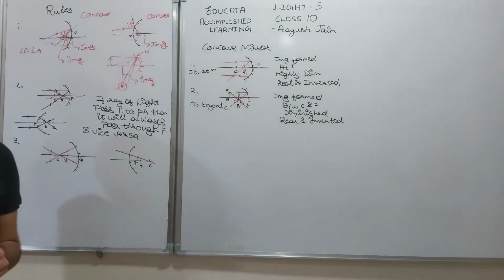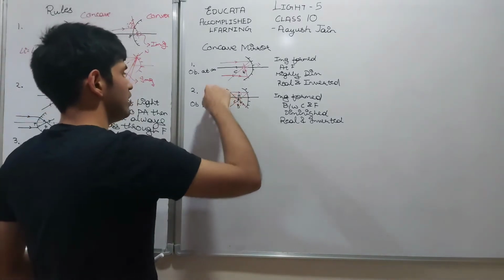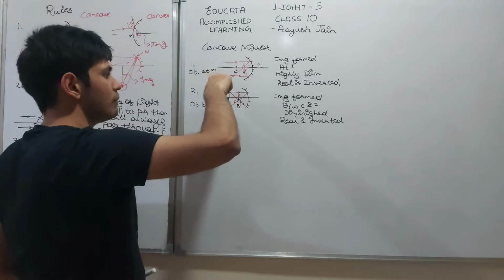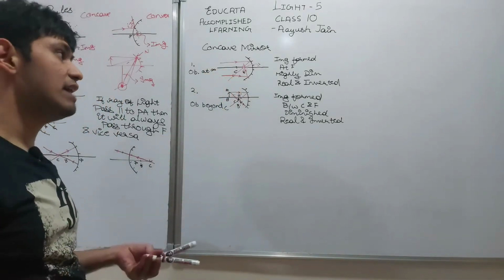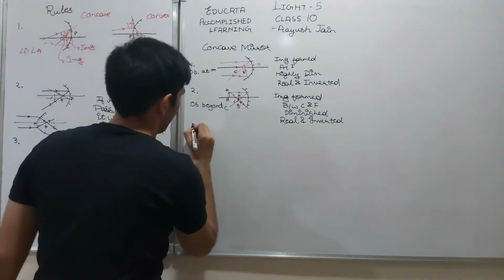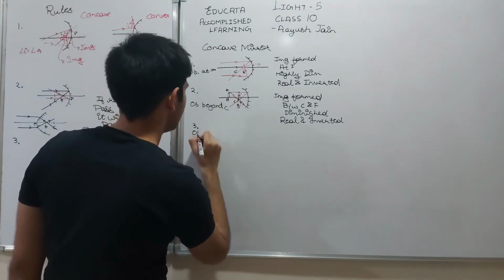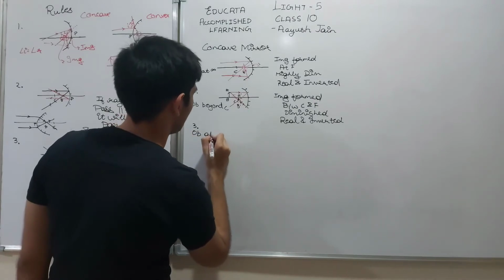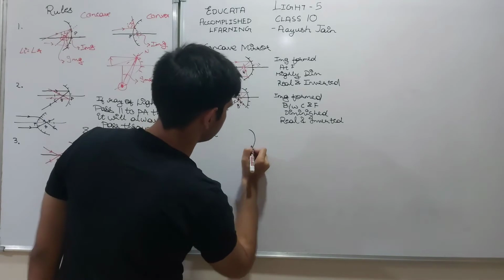Now coming to the third point. Okay, coming to the third point. See, we kept the object over here. We kept the object beyond C. Can we place the object at C? Yes, the third case is that only. In the third case, what we are doing? We are placing the object at C. Okay, we are just placing the object at C. Now what will happen? Let us just see.